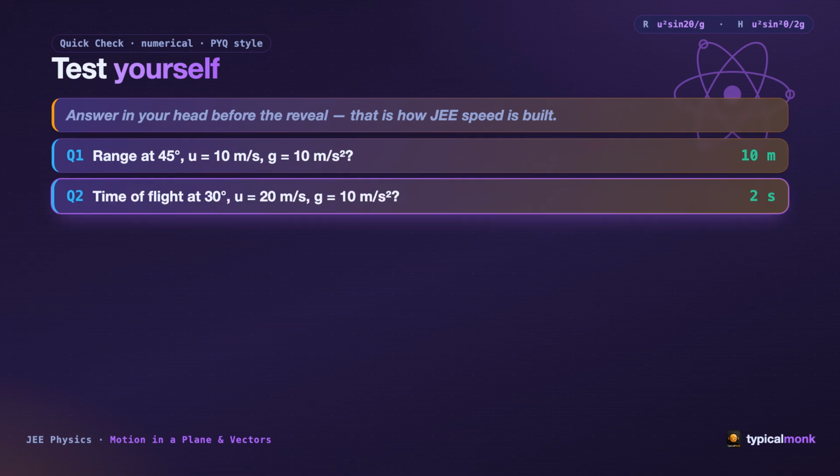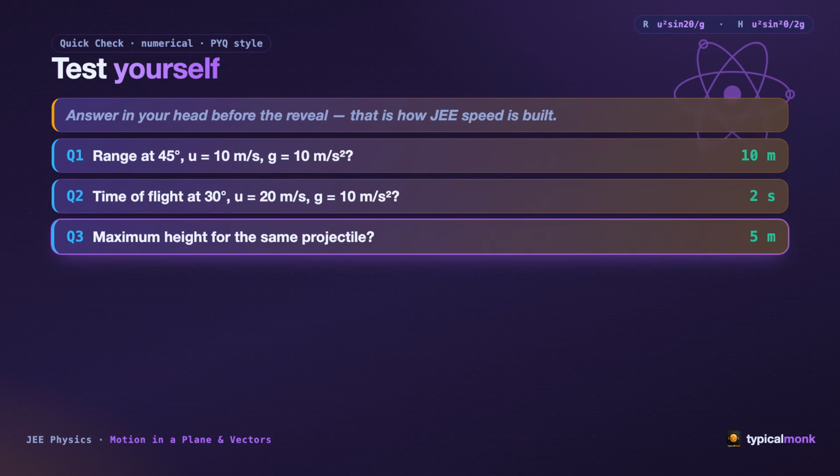Question 2. Same idea, different numbers. Speed 20 meters per second at 30 degrees, gravity 10 meters per second squared. What is the time of flight? 2u sine theta over G, 2 seconds. Question 3. Same projectile. What is its maximum height? U squared sine squared theta over 2G, 5 meters.